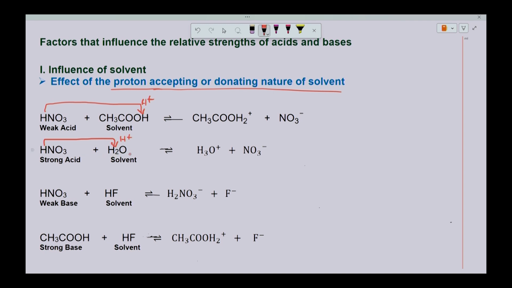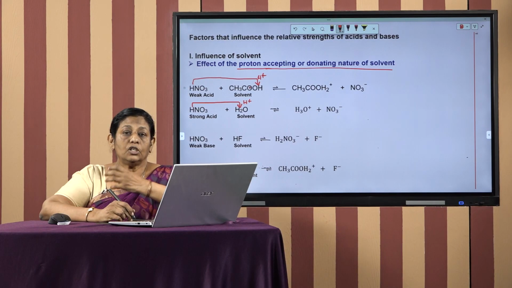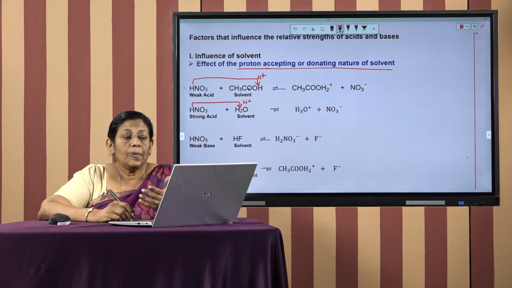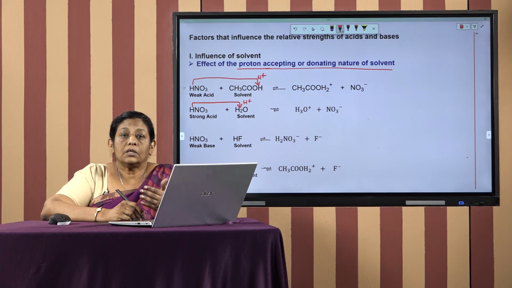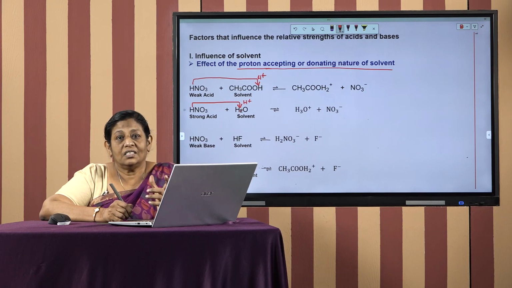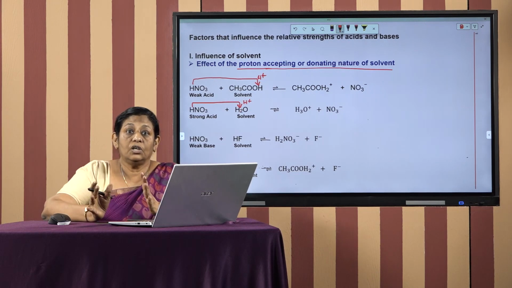But in the second case, when we take water as a solvent, water readily accepts the proton, and therefore the forward arrow is larger than the backward arrow, because the backward reaction is not that preferred. So, when we compare these two, I have been taking acetic acid as a solvent as well as water as a solvent. When I took acetic acid as a solvent, nitric acid acts as a weak acid, while when I take water as a solvent, nitric acid acts as a strong acid, readily donating its proton.